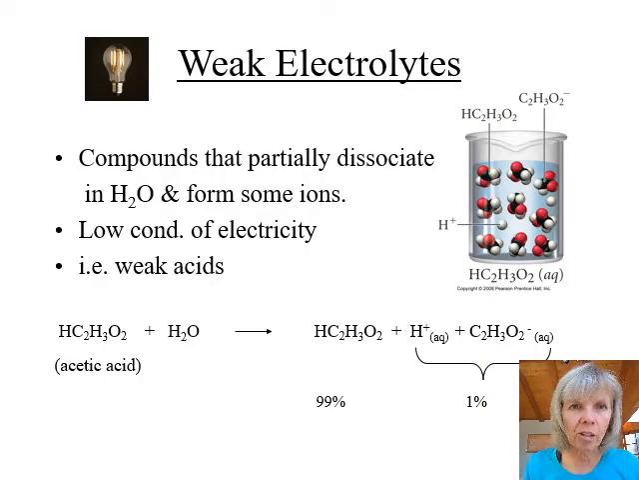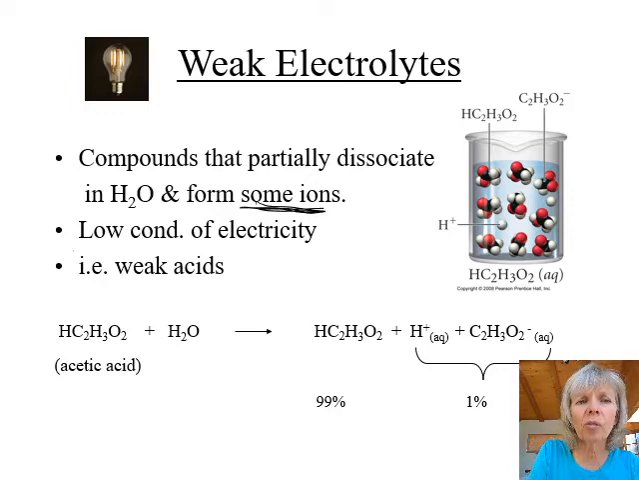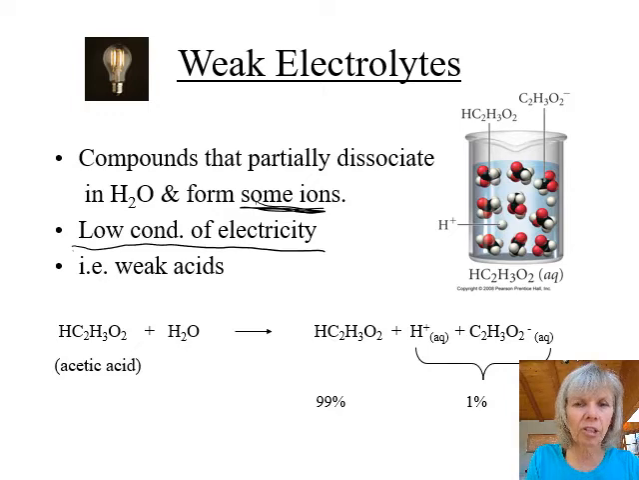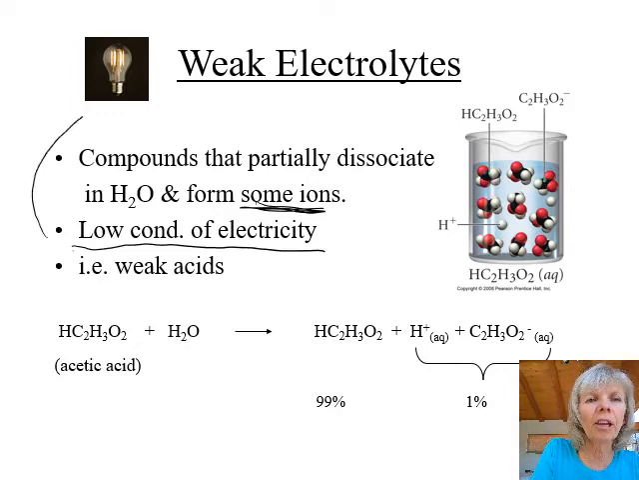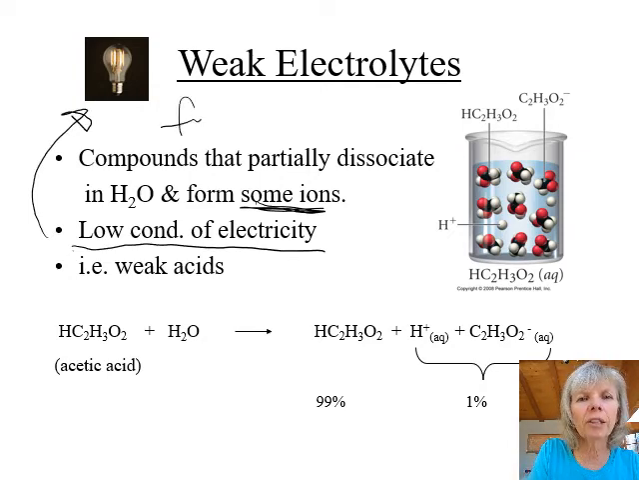Weak electrolytes are compounds that partially dissociate when you put them in water and form only a few ions. And because there's only a few ions present, there's only a very small amount of electricity that's conducted. So we would get our light bulb to light up, showing we're conducting electricity. But because there's just such a few ions, you're not going to get that bright light bulb you would with a strong electrolyte.